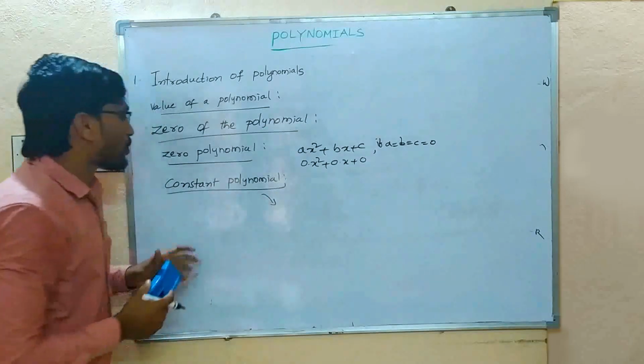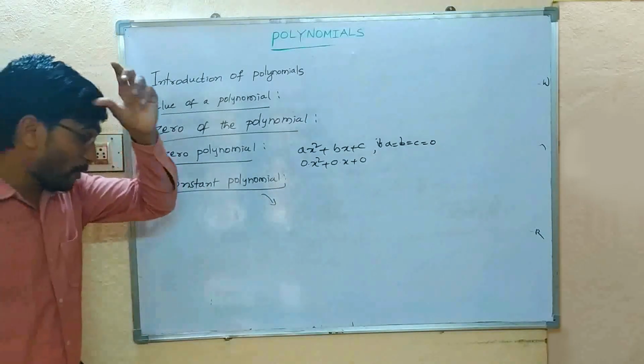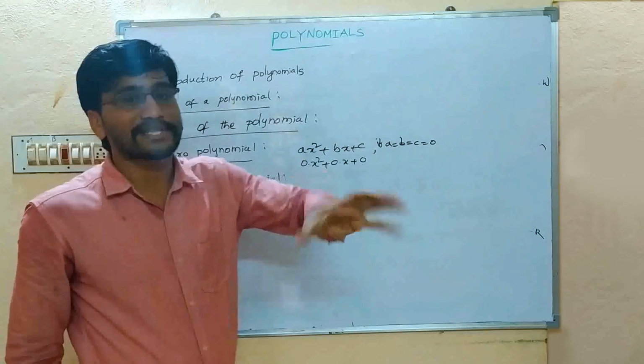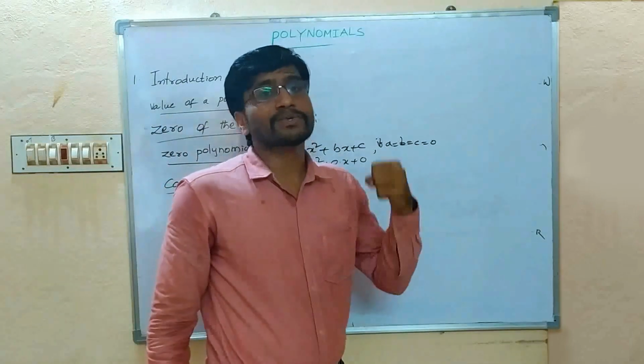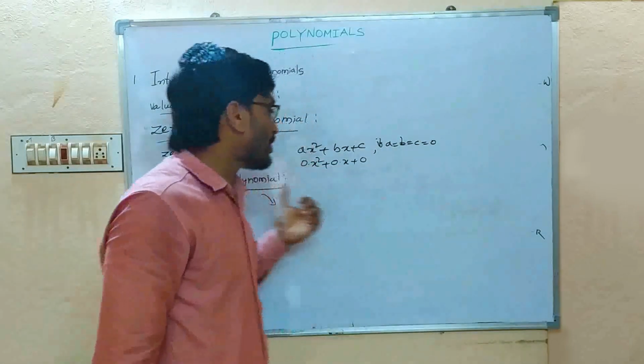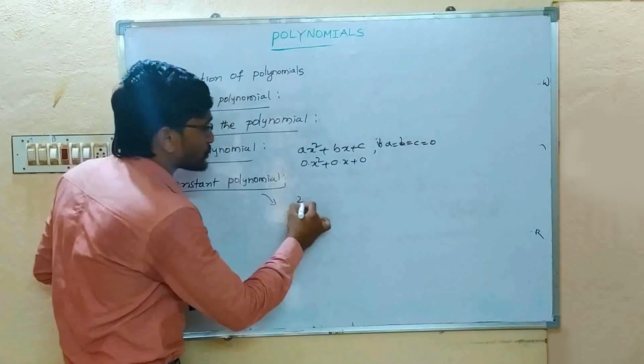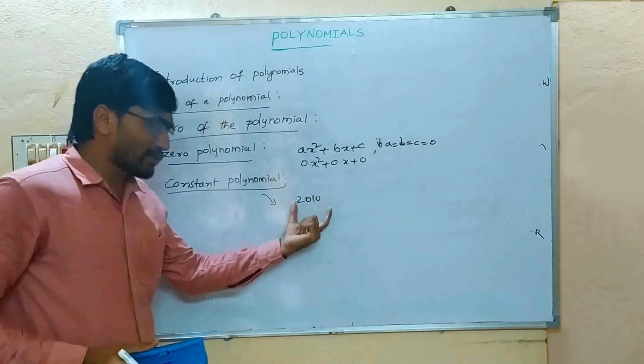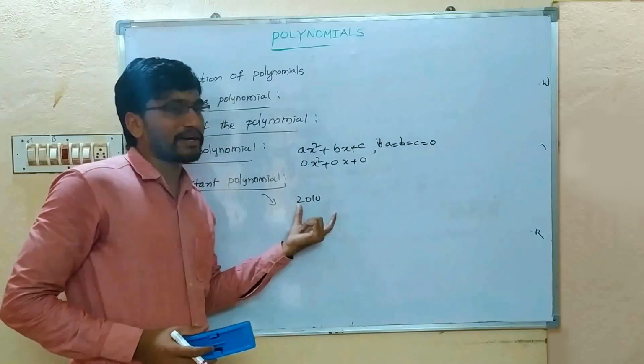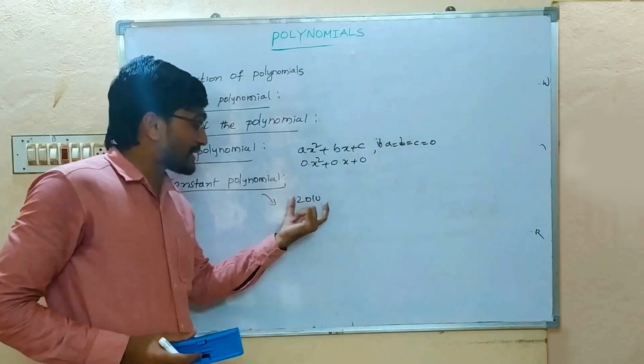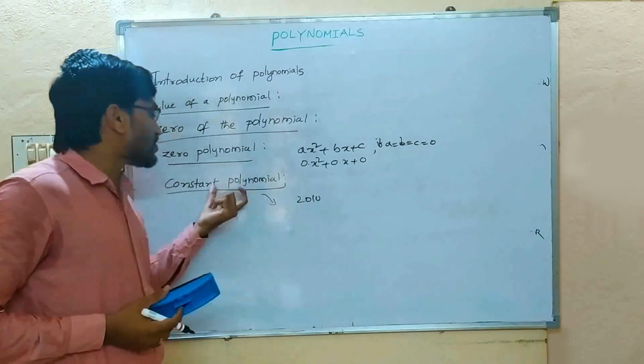Next, what is a constant polynomial? If a polynomial contains only a constant term, that is called a constant polynomial. For suppose 2010. It is a polynomial which contains only one term, a constant term, so it is called a constant polynomial.